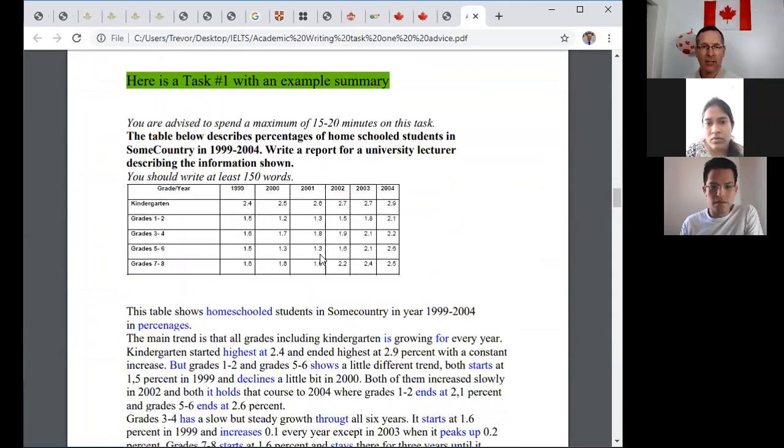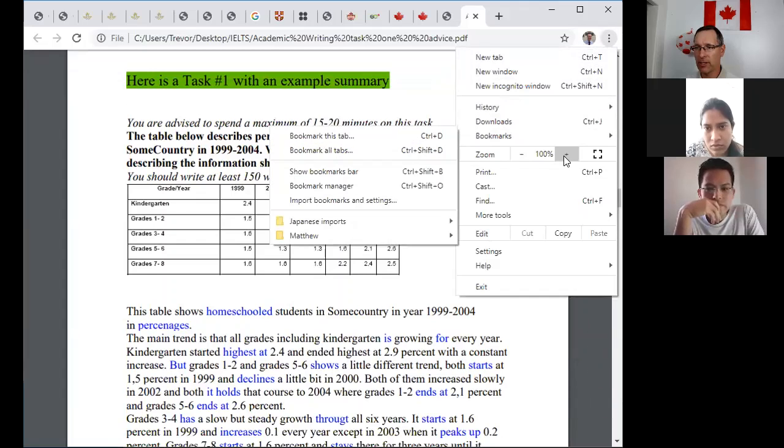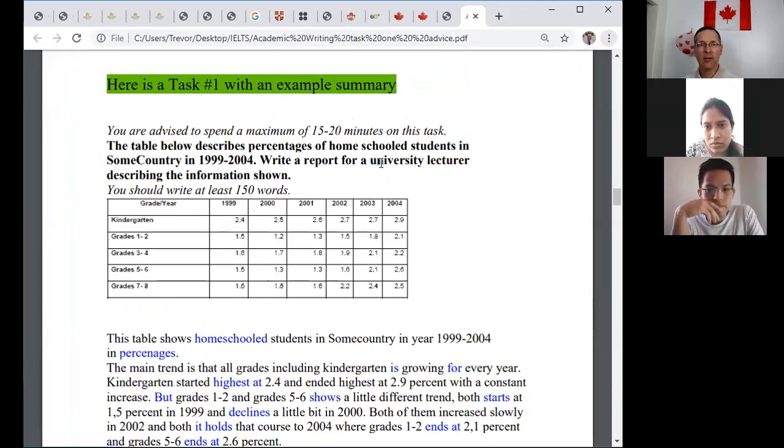Okay. So for example, and I'm not going to go into detail, hopefully this is clear for you to see. I'll make it a little bit bigger, but you see there's a grid here, and it's talking about homeschool students from 1999 to 2004. So what I do with this is I glance at this for 1 or 2 minutes, and I just look through and say, what is the main information?